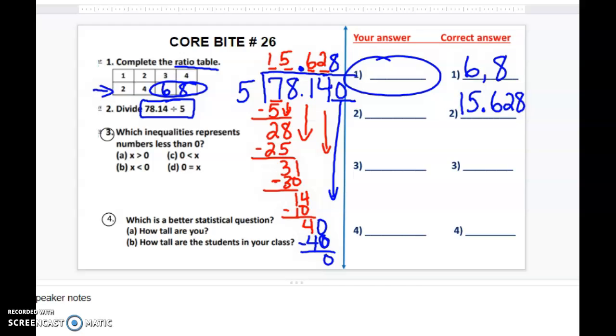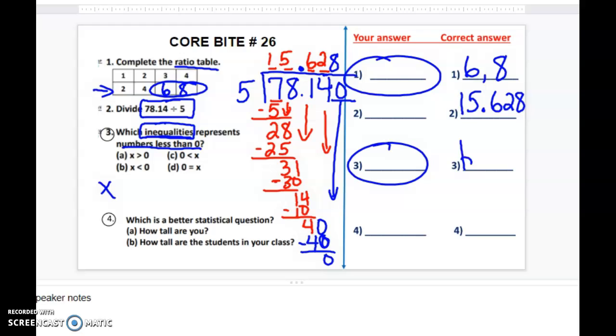Number 3 is asking you which inequalities represent numbers less than 0. Well, an inequality is simply a math sentence that uses some particular symbols, and those symbols are greater than, less than, greater than or equal to, or less than or equal to. So what I want you to do is look at your answer choices, and you will be choosing the one that shows any numbers, or in this case, variable x is standing in the place of those numbers, less than 0. So if you will pause your video and write your answer to number 3 here in the blank.